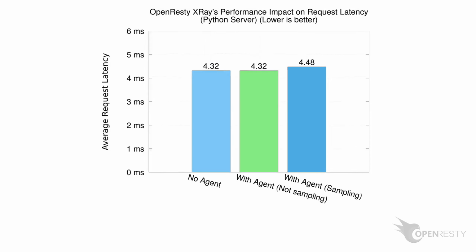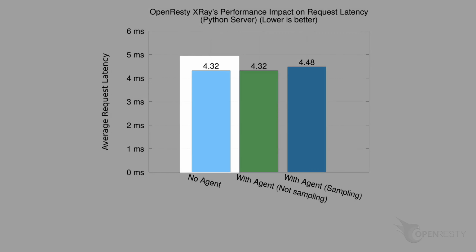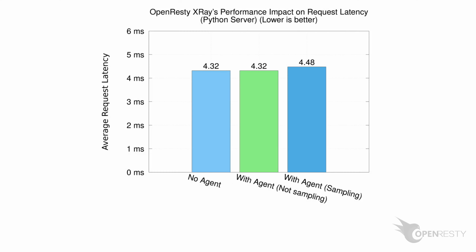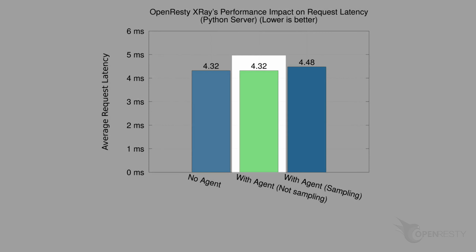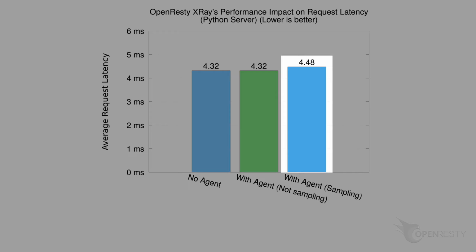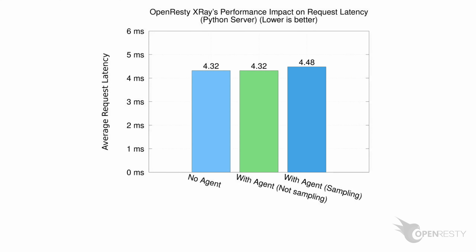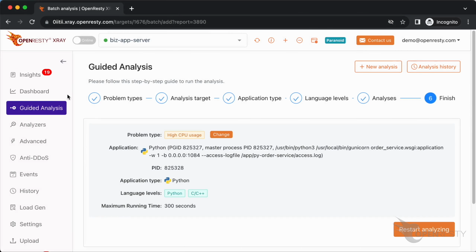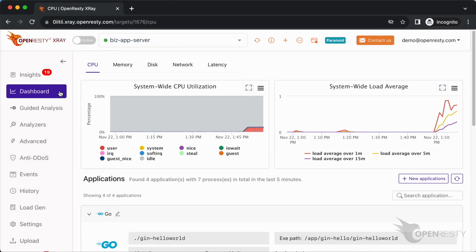target process. Here is the benchmark showing the impact on request latency during the sampling process. And this is what we found in comparison. Without installing the OpenResty X-Ray agent, the average request latency is 4.32 milliseconds. When the agent is installed but the analyzers are not running, the average latency remains unchanged. When the analyzers are running, the latency becomes 4.48 milliseconds, an increase of merely 0.16 milliseconds. It is evident that running the analyzers for performance analysis has a minimal impact on the latency of the target process. The overhead of automatic analysis in the Insights page and dashboard page is similarly small and tiny.